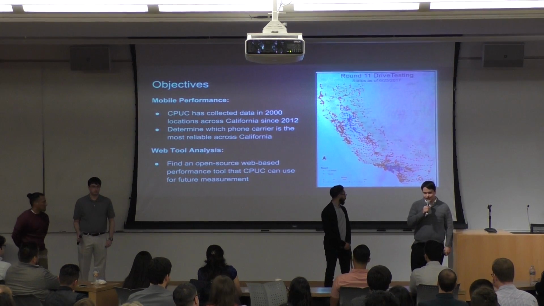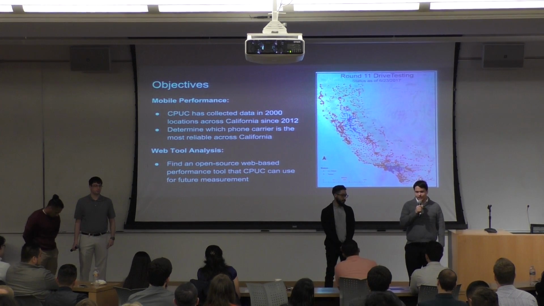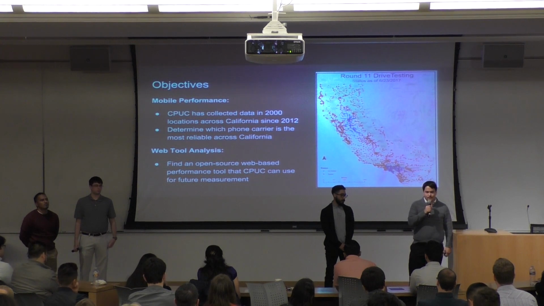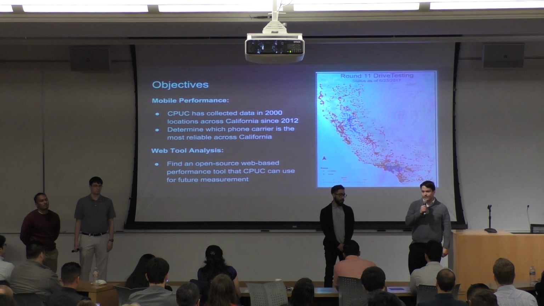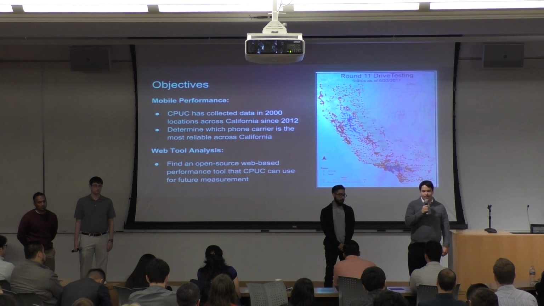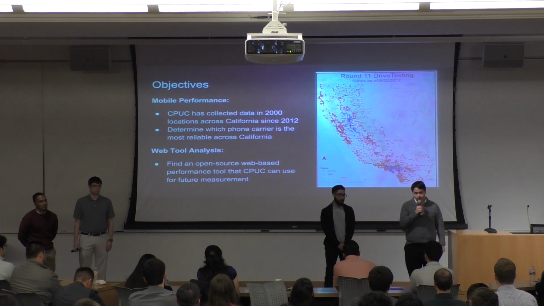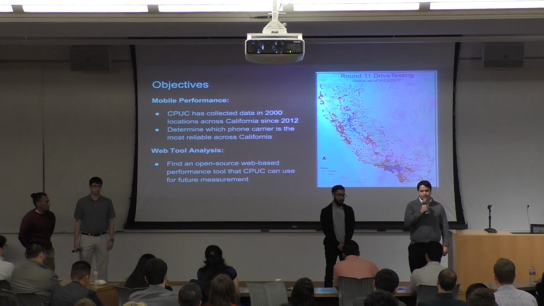So for the past 6 years, the CPUC has collected mobile performance data across California. And this data collection is funded by taxpayers and helps researchers and policymakers answer questions such as whether landlines can be replaced by cell phones and how each mobile carrier ranks in performance.